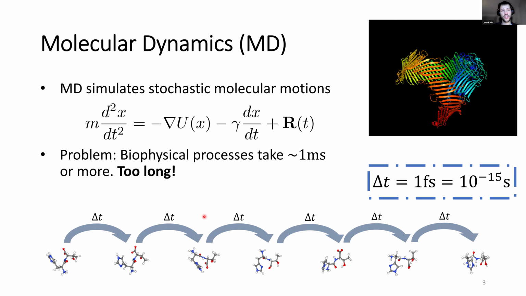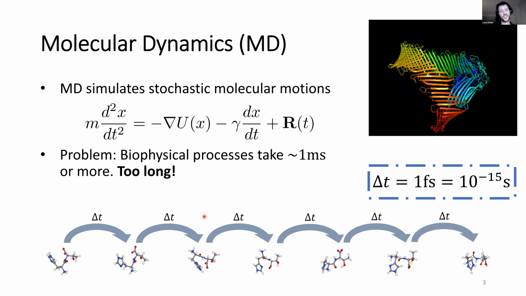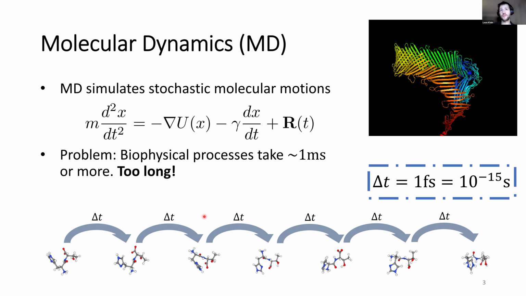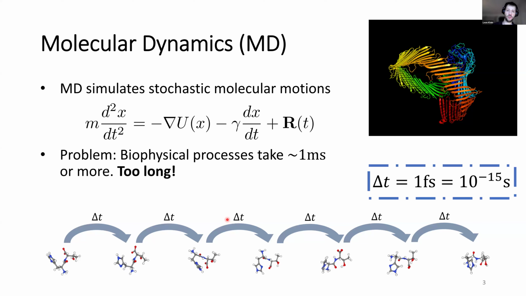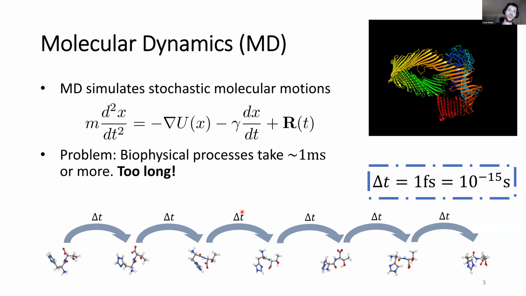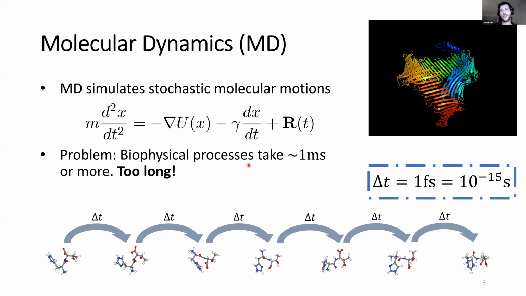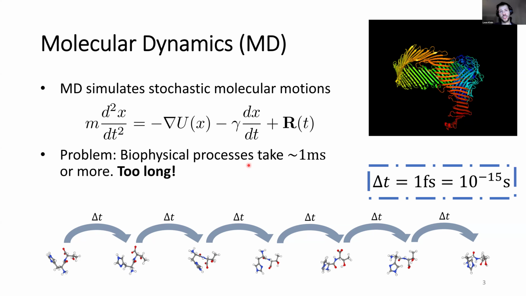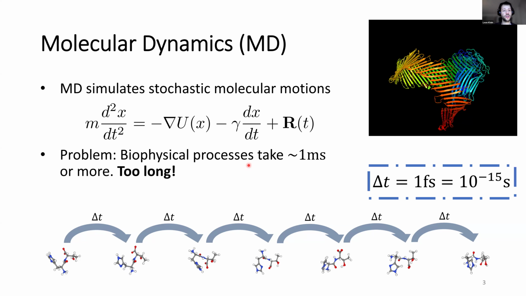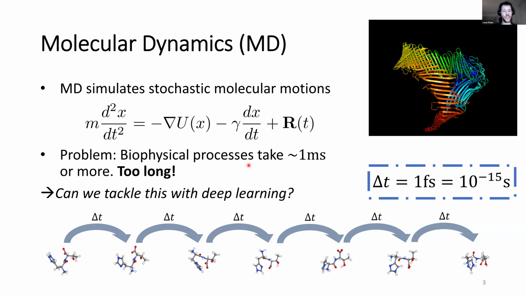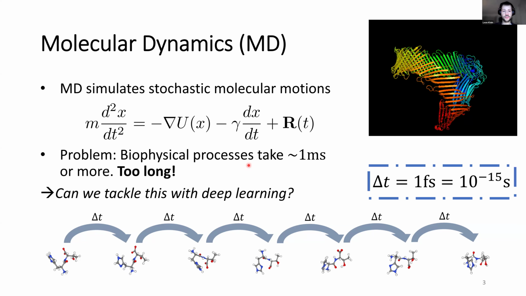The problem is that many biophysical systems take quite some time, much longer than these tiny steps, for example, binding processes, also other things. Performing molecular dynamics simulations for these systems might then be out of reach. So the question is, can we tackle this with deep learning?